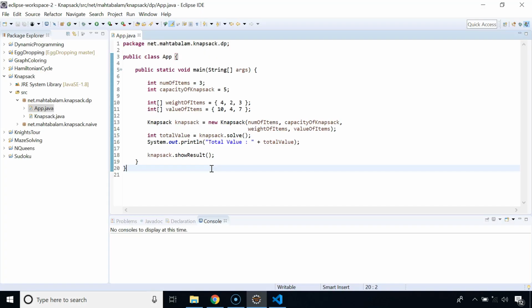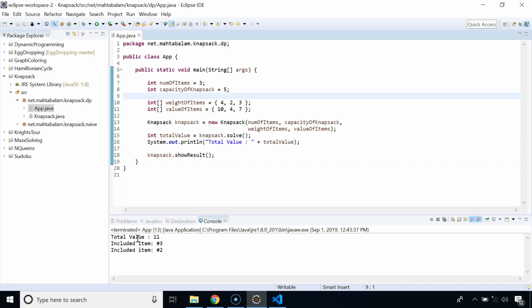Now let's execute the code and see the result. So this is the same problem which we discussed. We have 3 items and the capacity of the knapsack is 5. So the answer in this case should be 11. The maximum value we should get is 11 and we should include the second and third item. So let's execute the code. So we got the total value as 11 and we included item 3 and item 2.